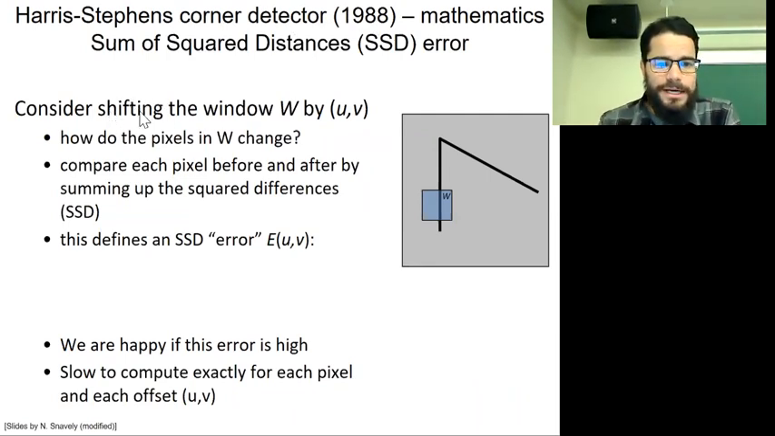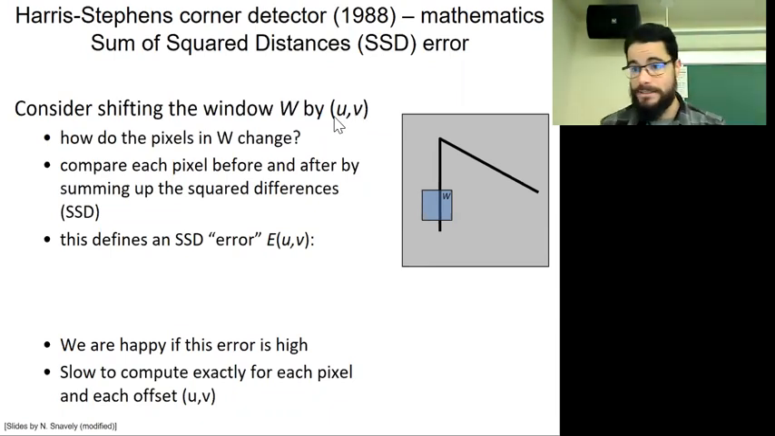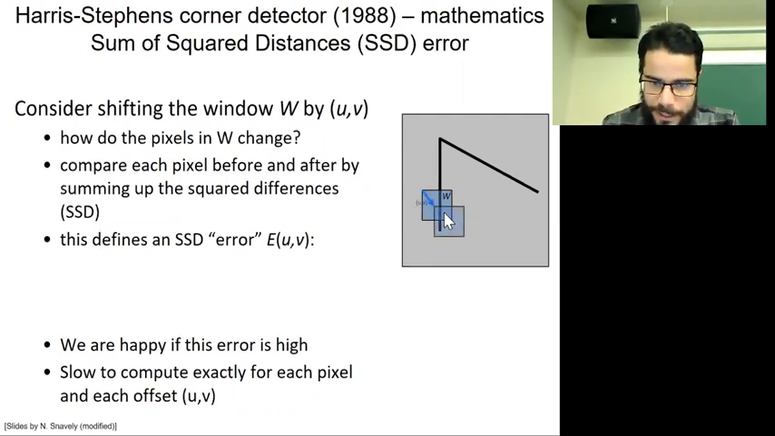So we are going to consider shifting the window W by U and V. As I said, U represents a displacement in the x-axis, V a displacement in the y-axis. So we start with W, and then we change its position just a little bit, U and V. And by the way, U and V are typically going to be 1 pixel, okay? But the idea is we start with W, and then we change it by U and V.